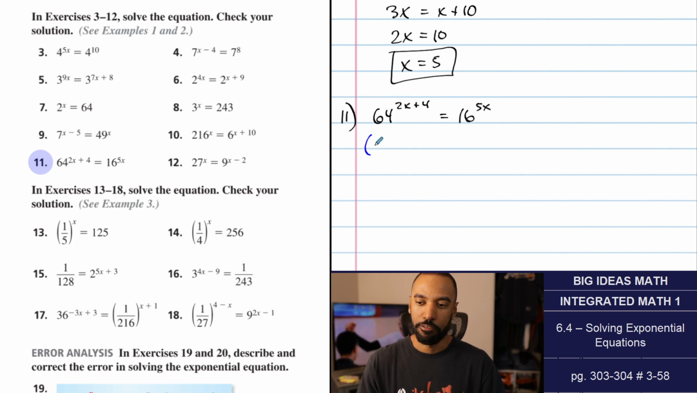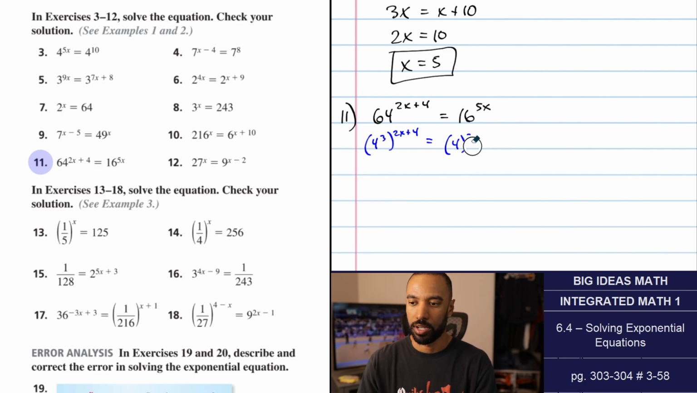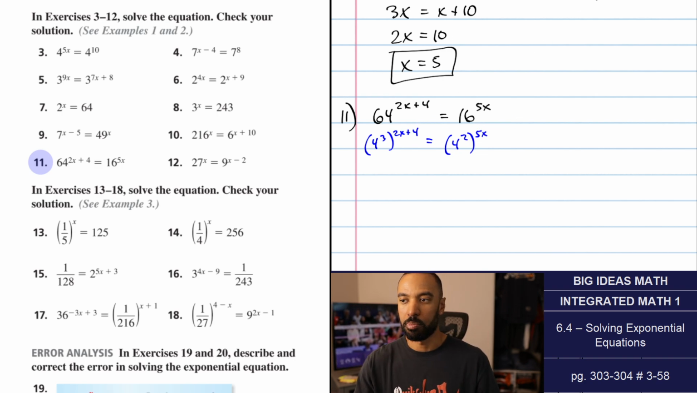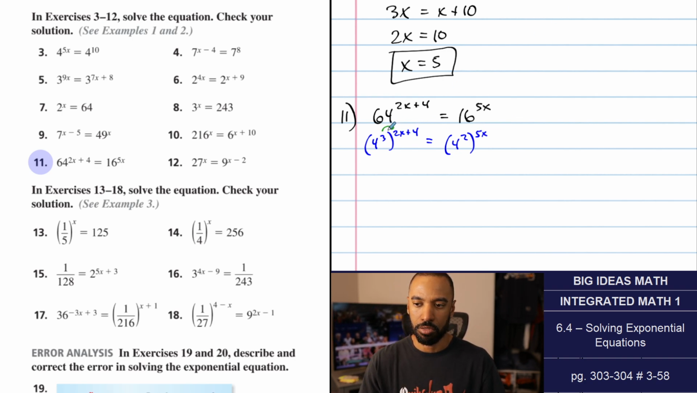Now, 64 being 4 cubed, you want to rewrite like this to begin with before you move on forward with it. 16 is 4 squared. Oh my goodness, what did I just do? I don't want to undo at the risk of undoing a whole lot more. So 4 squared to the 5x power. This is where exponents multiply, but you have to be careful on this guy right here. 3 distributes to the 2x and the 4. 3 times 2x, remember there's still a 4 right here. 3 times 2x is 6x. 3 times 4 is 12.